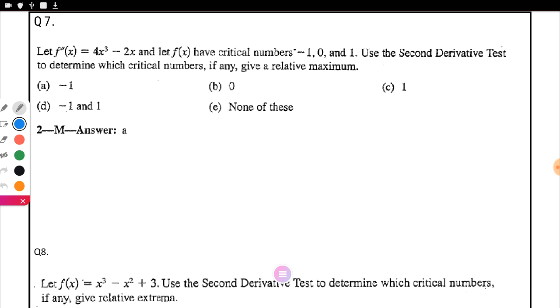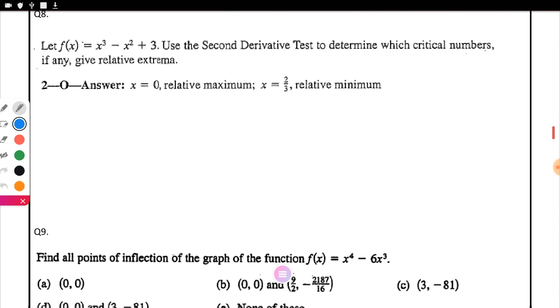For the next problem, look here. In the previous example, I saved time and gave you the critical numbers. Just substitute in the second derivative. But in this case, I gave you only the function and I ask you to use the second derivative test to determine which critical numbers. Here I ask about the values of x, not the point. Relative extrema: extrema here is the plural of extremum. It means we may have maximum, minimum, two maxima, whatever.